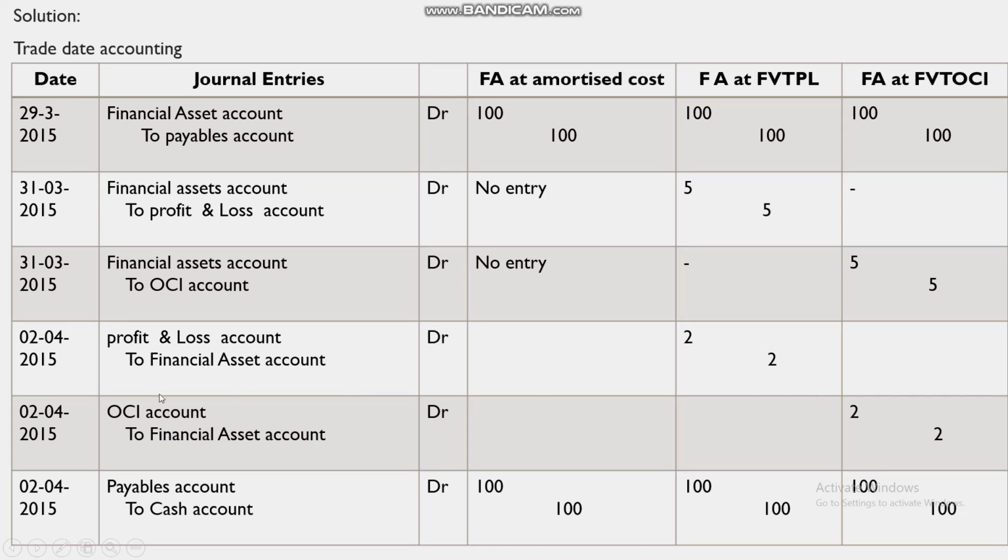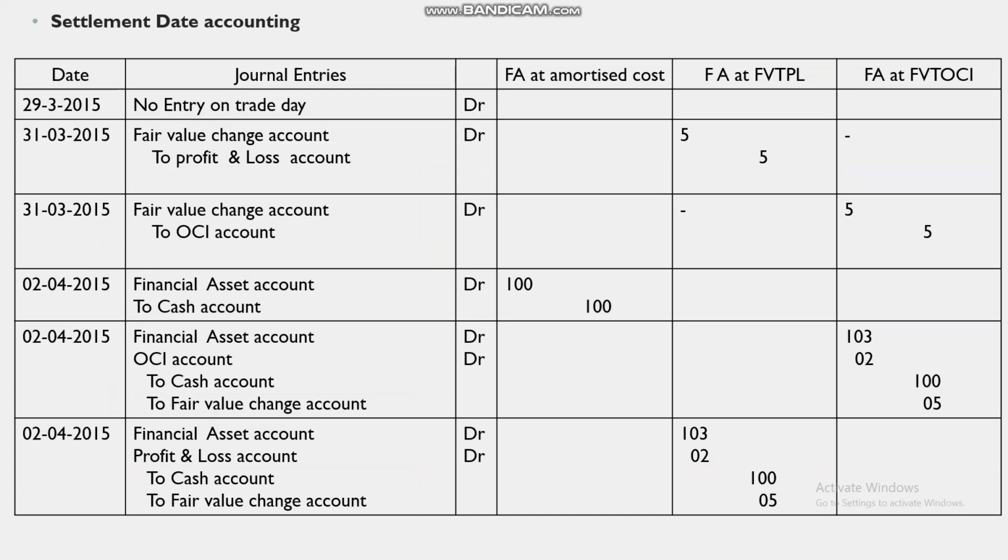Here in the trade date accounting, once we debited 100 lakhs for the financial asset, after that we debited 5 lakhs once again, so it became 105 lakhs, and then we credited 2 lakhs, that is 103 lakhs. So in both the entries, at the end in the balance sheet, the financial asset value will be 103 lakh. So the ultimate effect will not change, but these entries will change. So this is the difference between settlement date accounting and trade date accounting.